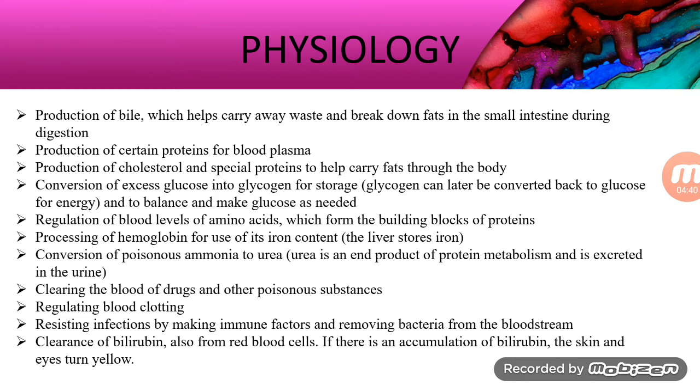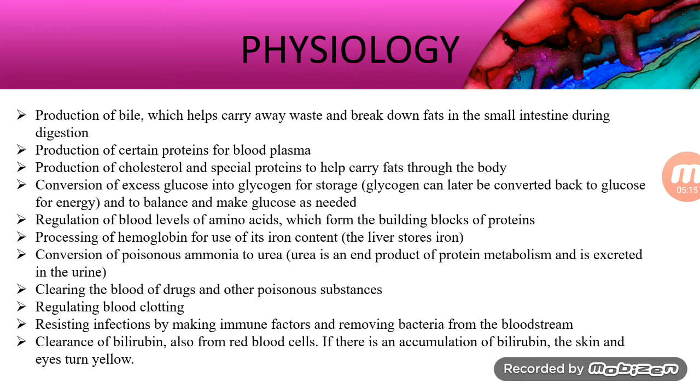And then next is production of certain proteins for blood plasma. In blood plasma certain proteins are there, and those proteins are also produced by the liver. And then production of cholesterol and special proteins to help carry fats through the body. So the liver is also producing cholesterol and some special types of proteins which help in carrying fats throughout the body.